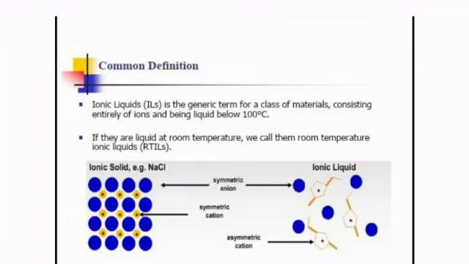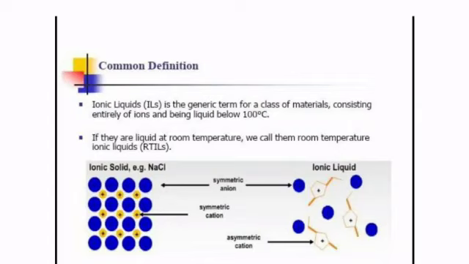Simply, we can say it is a salt in liquid state with a melting point below 100 degrees Celsius. These salts are also known as non-aqueous ionic salts or green solvents. If they are liquid at room temperature, we call them room temperature ionic liquids. Look at this picture: we can see ionic solid and ionic liquid lattices. The ionic solid here is NaCl.